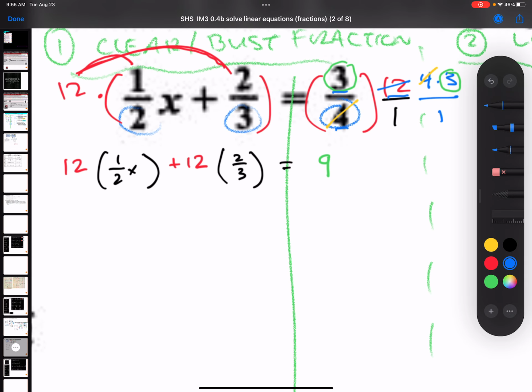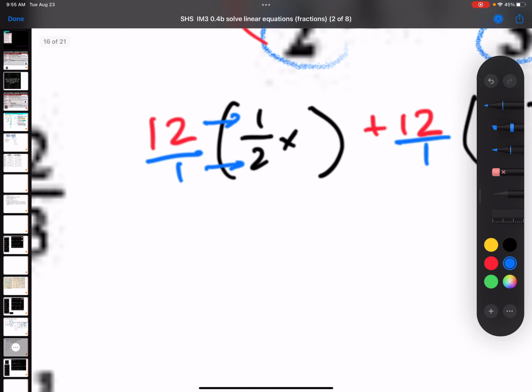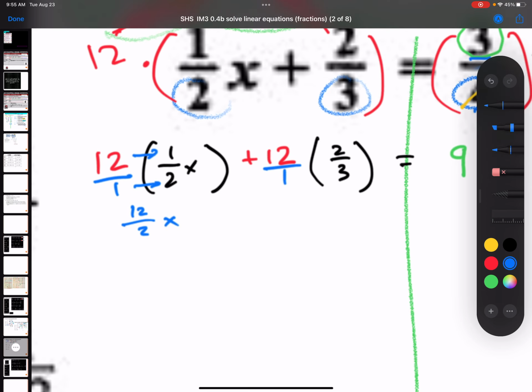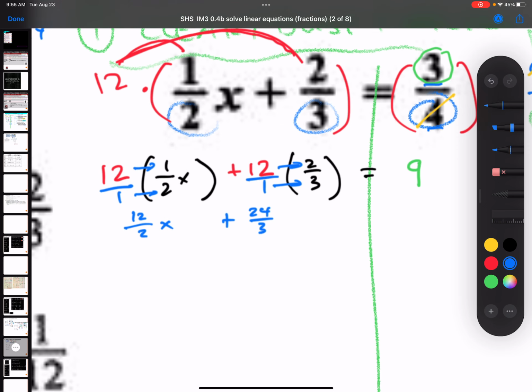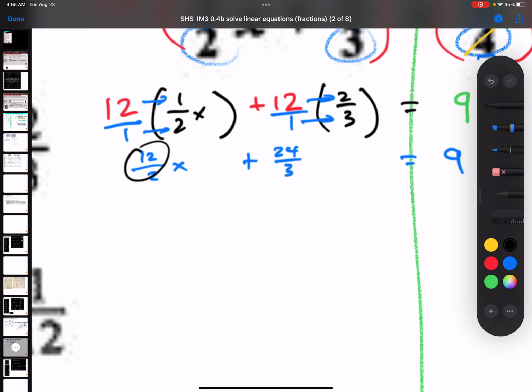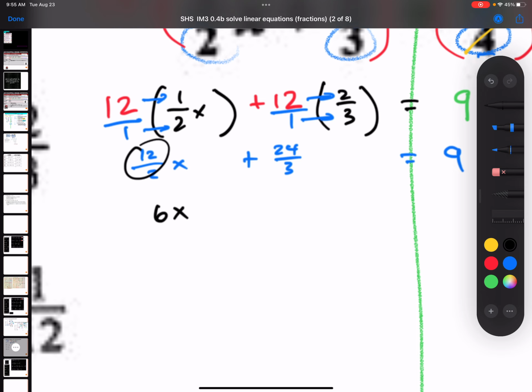Okay, let's go back to those fractions now. I'm going to put it over 1. I'm going to multiply across. Multiply across for me, class. You're not talking. Hello. 12 times 1. 1 times 2. 12 times 2. 1 times 3. And then you just simplify. 12 divided by 2. So 6x. 24 divided by 3.